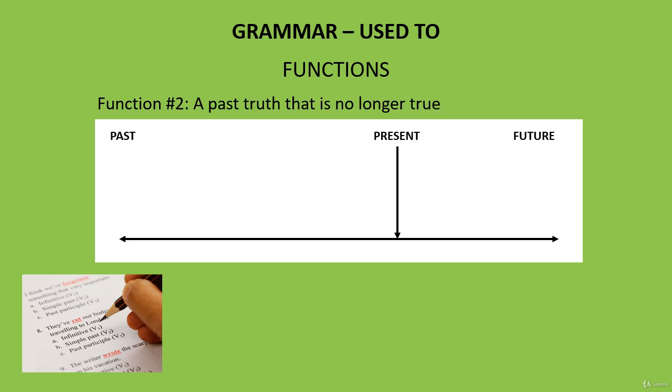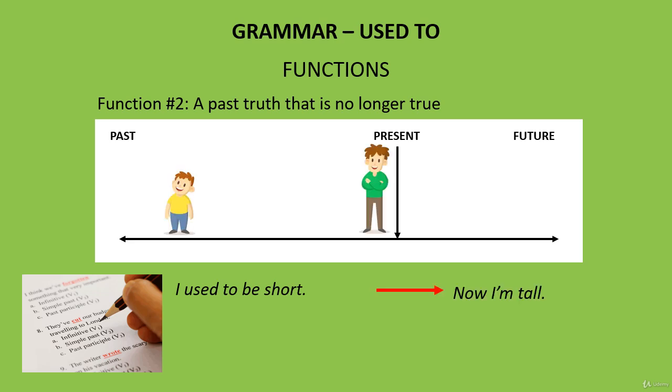The second function, which is very, very close to the first, is a past truth that is no longer true. For example, I used to be short. Now I'm tall. Notice there that I didn't say when, because used to gives the idea that it was in the past, but it's no longer true. I could have said, I used to be short when I was young, or when I was 12.